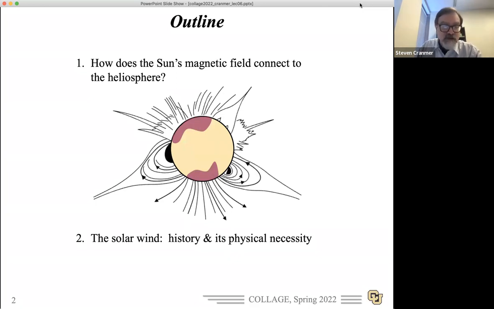And then we'll talk about the dynamics of the solar wind, which is more the topic of the reading that we just went through. And I'll try to put some historical context there and talk about some of the possibly more confusing aspects.